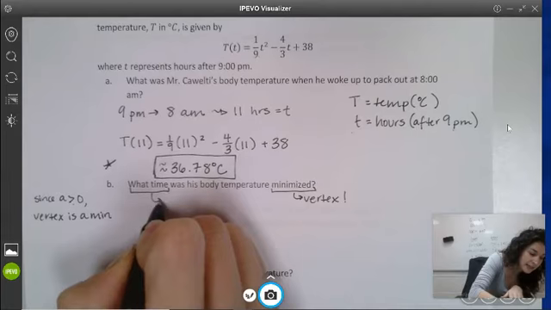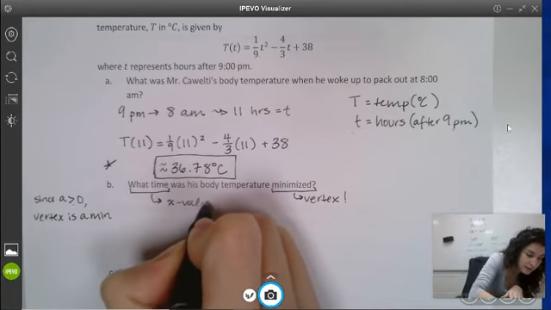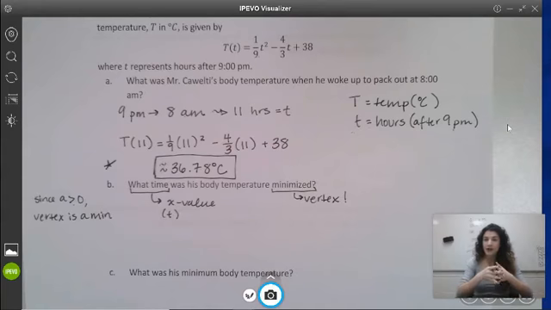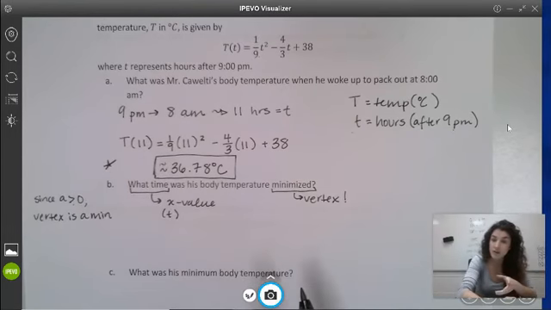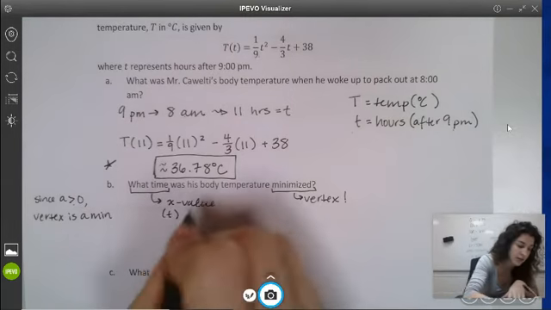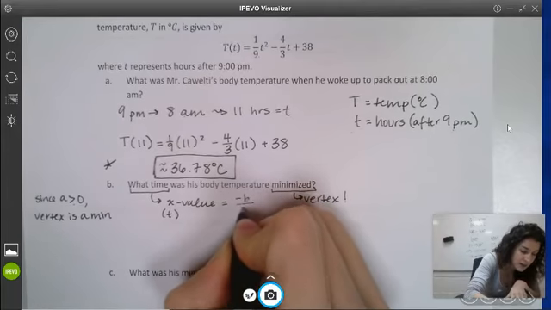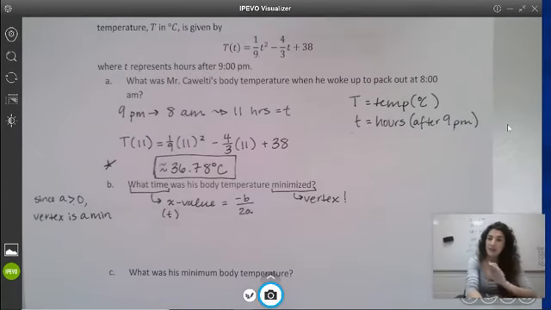Specifically, what time? That is, the x value or lowercase t value, right? Because that time is what's on the x-axis. So we're trying to figure out at what x value, or lowercase t value, we have a minimum in our y value, or uppercase T. So this is talking about our vertex, and we have a formula for discussing the x value of a vertex. The x value of a vertex is negative b over 2a.